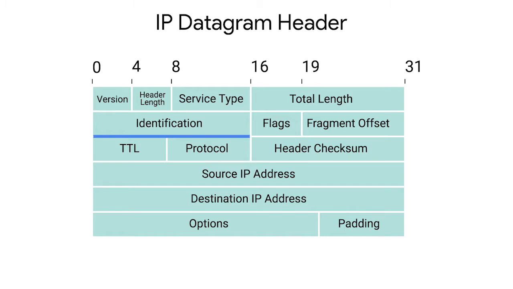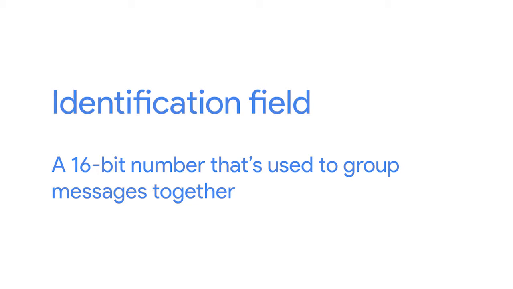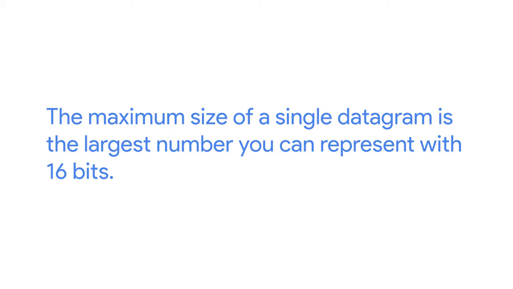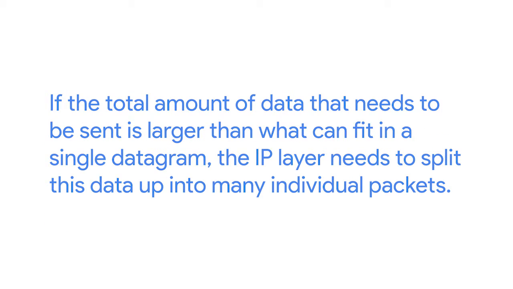The identification field is a 16-bit number that's used to group messages together. IP datagrams have a maximum size, and you might already be able to figure out what that is. Since the total length field is 16 bits, and this field indicates the size of an individual datagram, the maximum size of a single datagram is the largest number you can represent with 16 bits, 65,535.